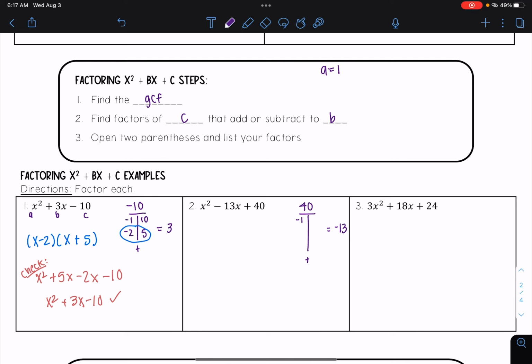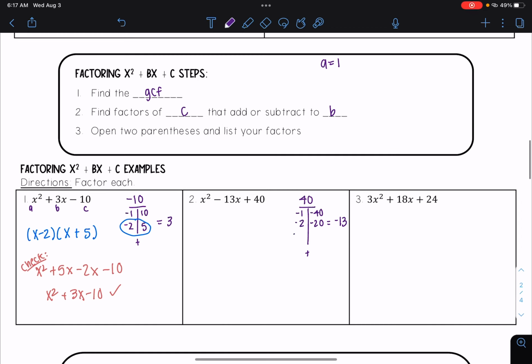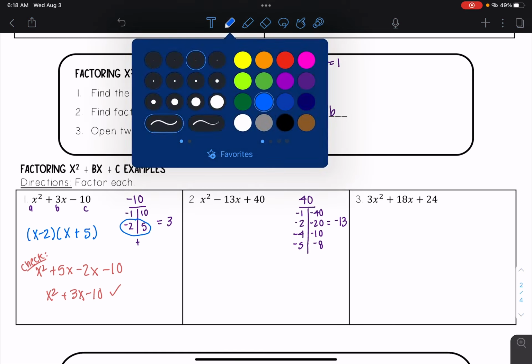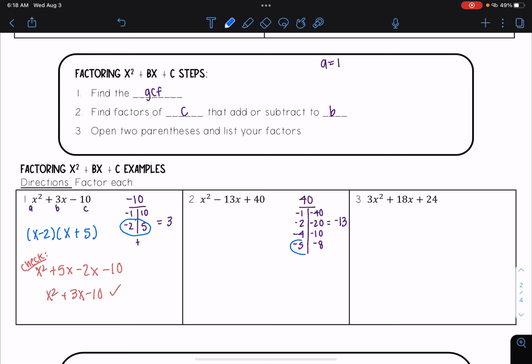So first I have negative 1 times negative 40 equals 40. I have negative 2 times negative 20. 3 doesn't go in there. Negative 4 and negative 10. I have negative 5 and negative 8. And that is it. And so looking to see which pairing adds up to negative 13, I see that I have negative 5 and negative 8. And so I get x minus 5 and x minus 8.